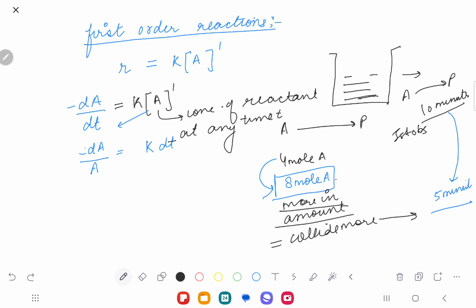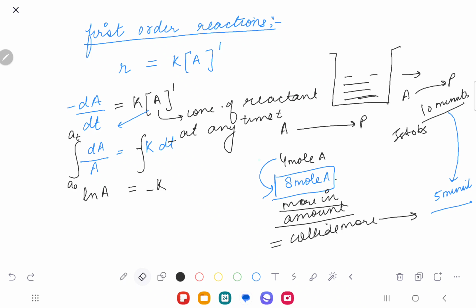See, 1 over A, what is 1 over A? 1 over A is going to be ln A. Minus ln A, or let's not do minus A, I'll carry this minus on the other side. So this becomes minus KT because I'm doing integration, because with time, the amount of A is decreasing from A naught to AT, isn't it?